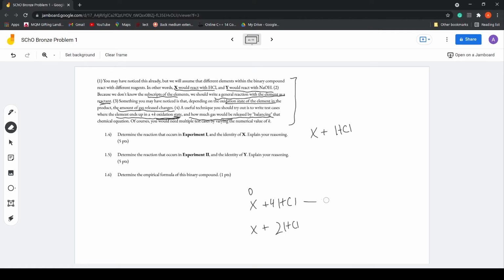Sorry, it's taking me a while to erase this. Okay, so let's do 1.4. Determine the reaction that occurs in experiment 1 and the identity of X. So this question will probably take a little bit of time. These questions are slightly more involved.